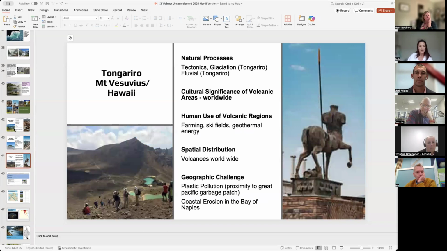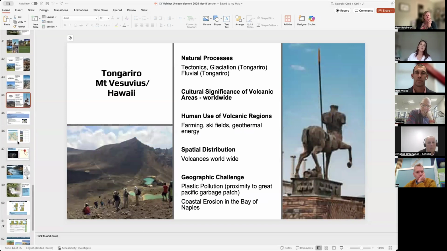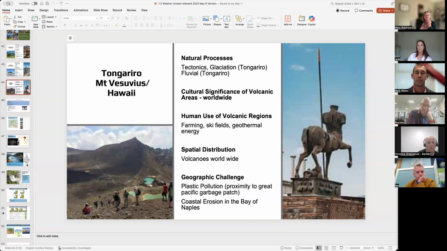And the final one here, I'm thinking you might look at somewhere like Tongariro National Park or Aoraki, and then you might also look at somewhere like Hawaii or the Mount Vesuvius region, the Bay of Naples, and you may look at tectonics through that lens, but you also might look at human use of those areas and geothermal power. You might look at different geographic challenges. You could look at spatial distribution of volcanoes.